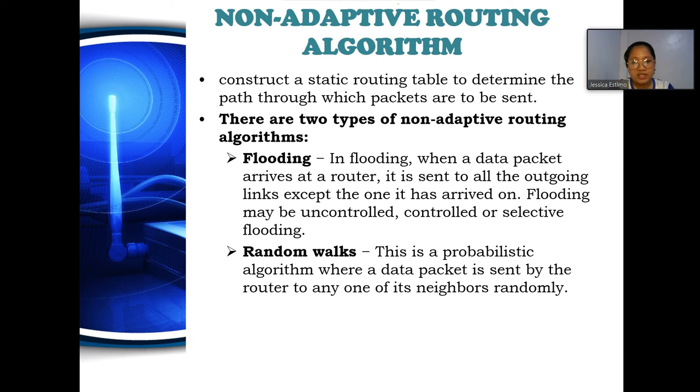Random walks. This is a probabilistic algorithm where a data packet is sent by the router to any one of its neighbors randomly. This algorithm is highly robust. When the network is highly interconnected, this algorithm makes better use of different routes but performs poorly on the least skewed connection.